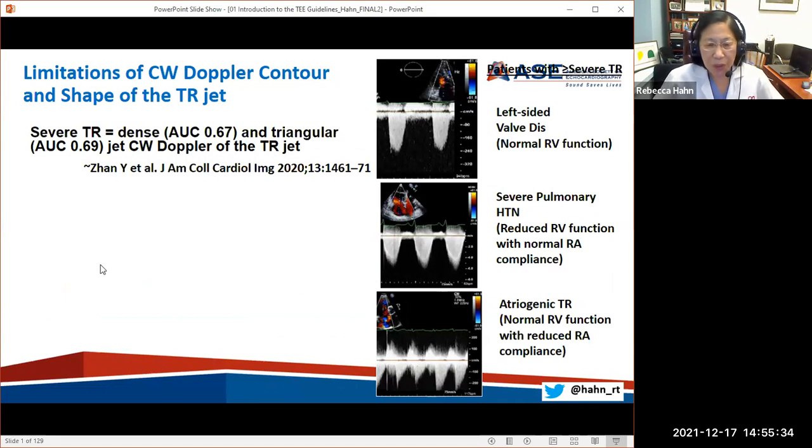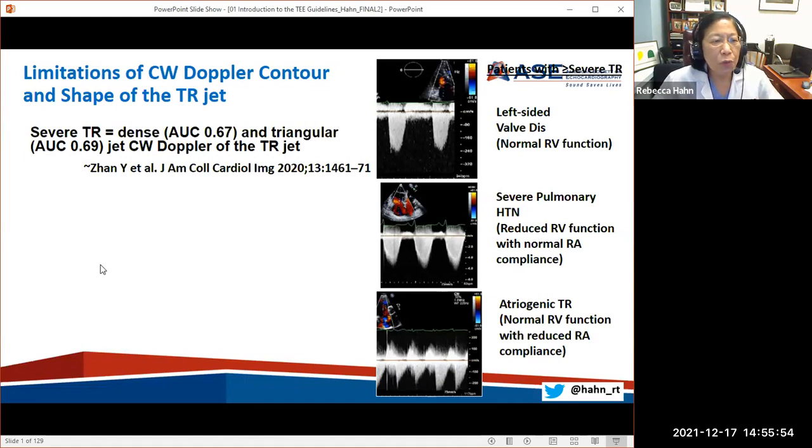Now, what about color continuous wave Doppler shape and density? Well, this is one of my least favorite ways of determining severity, because remember, you're using continuous wave Doppler. So that's an ice pick through a regurgitant jet. And if you're perfectly aligned with a mild jet, you could actually get a dense profile of a moderate jet.